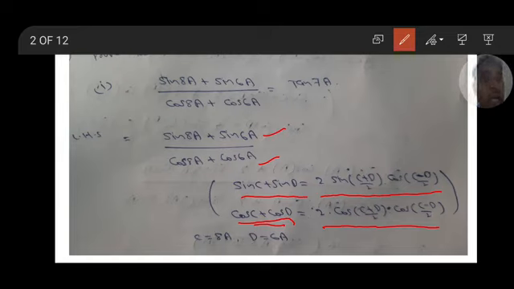In both the sin C plus sin D formula and the cos C plus cos D formula, C equals 8a and D equals 6a. Apply the formulas: in the numerator, 2 sin of (C plus D) by 2 into cos of (C minus D) by 2, and in the denominator, 2 cos of (C plus D) by 2 into cos of (C minus D) by 2, where C equals 8a, D equals 6a.